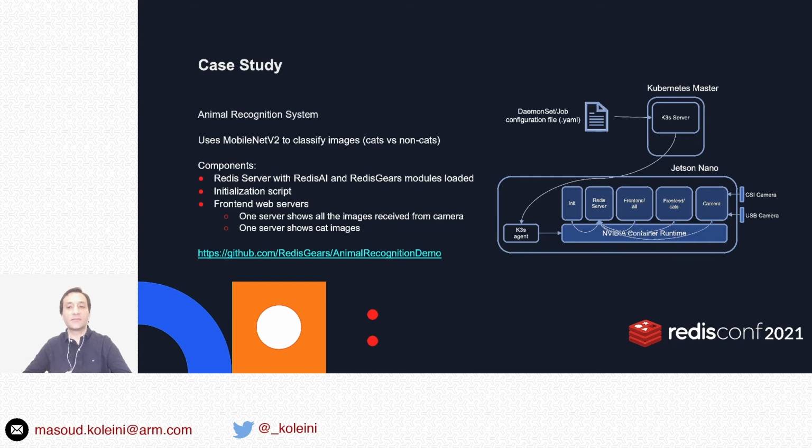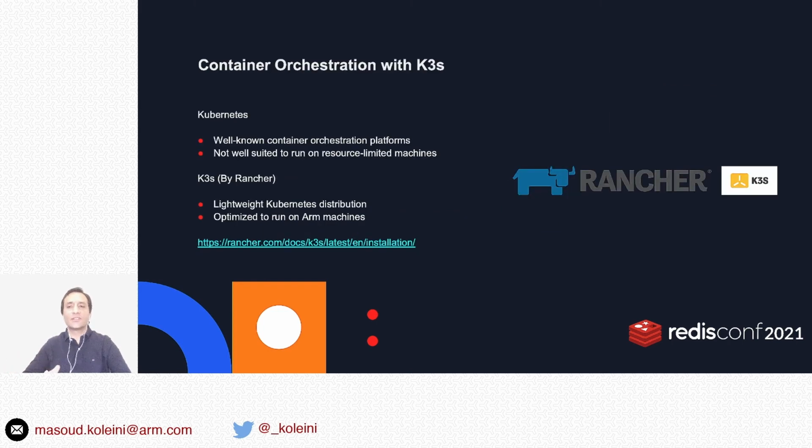To spin up the system, the K3s agent on the node gets the pod specification from the K3s server running on the cloud. In Kubernetes context, containers run inside the pod, which is created as a Kubernetes daemon set. We talked about Kubernetes orchestration in the previous slide.